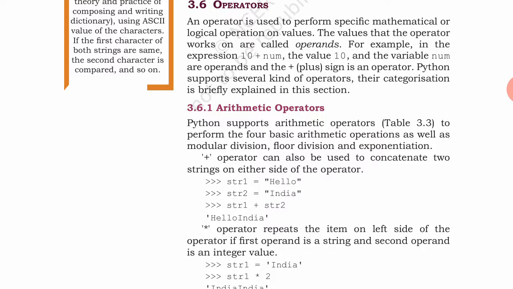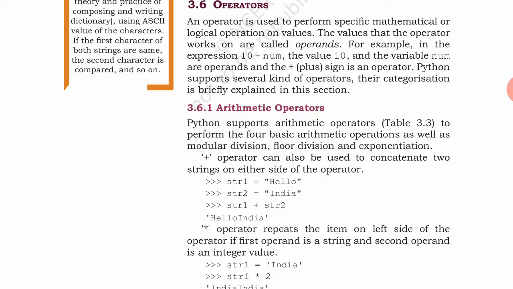You can see in the expression 10 plus num, 10 is the value and num is the variable, and both are the operands, and plus sign is an operator.